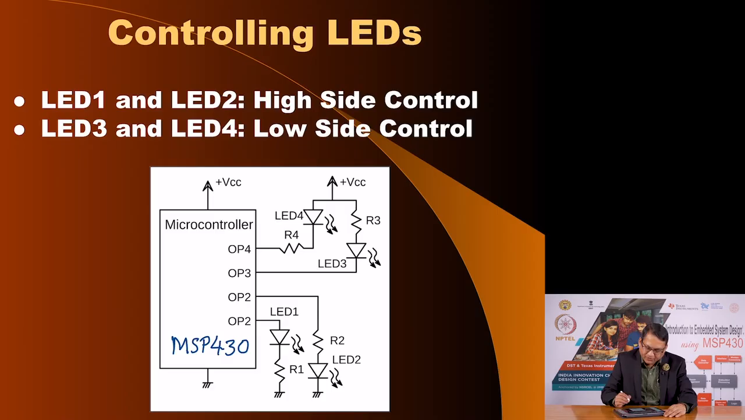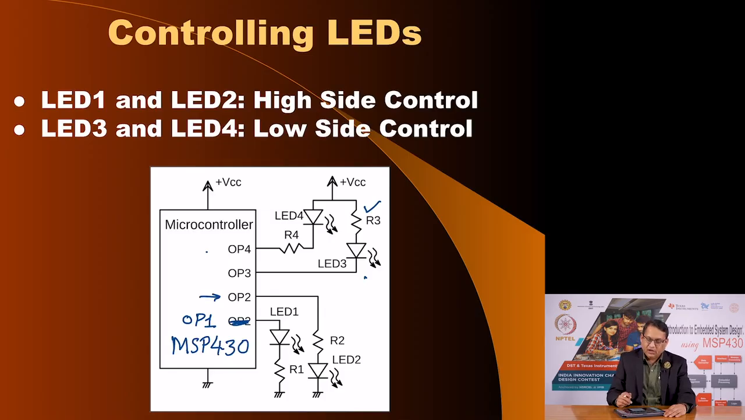So, this is output OP1. On output 1 I have connected the LED with the resistor R1. At output pin number 2 I have connected the resistor first and then another LED. On output 3 I have used a different configuration: I connected the LED first and then the resistor R3, and for output 4 I have connected the resistor R4 first to the pin of the microcontroller and then the LED.